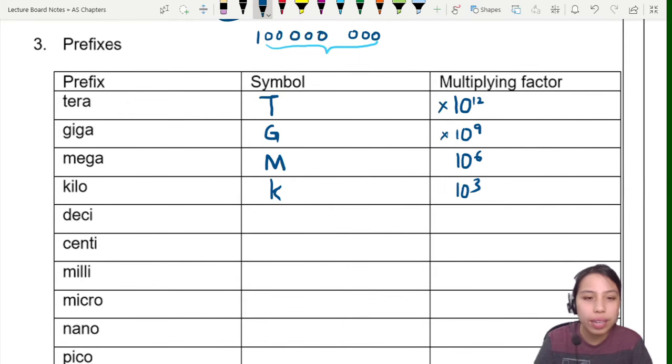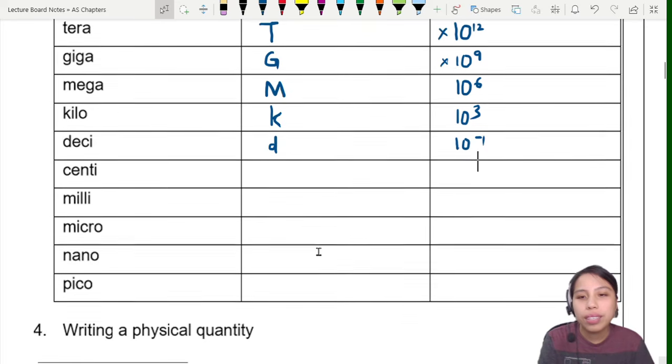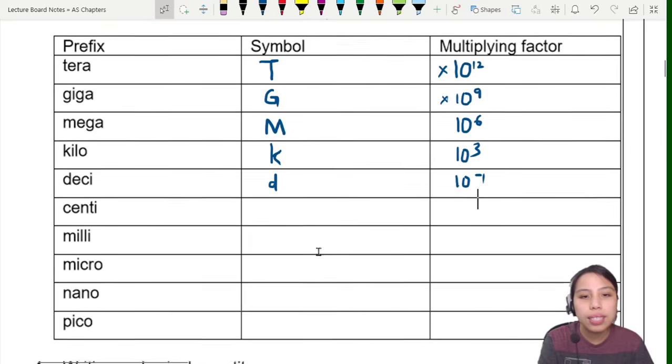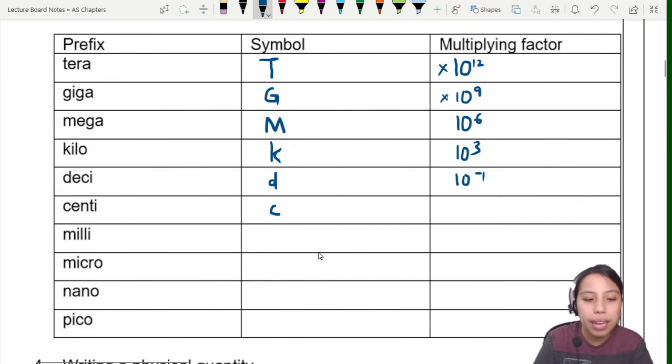Deci, oh, this is where it starts to get a little bit foreign. Deci, we use D, not so common, but this is 10 to the negative 1. So you're getting smaller now. We scroll down some more. Centi is centimeter, cm. We use a C, and this is times 10 to the negative 2. Milli, millimeters for length as well. Milligrams sometimes. This is 10 to the negative 3.